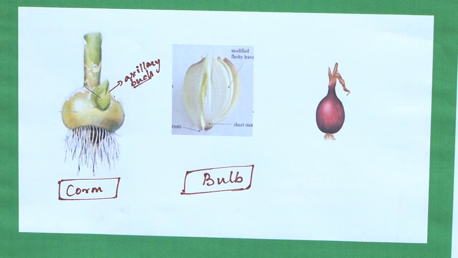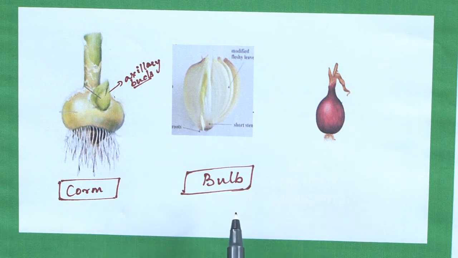The next underground modification includes the corm and the bulb. Corms are usually found in Amorphophallus, and the best example for the bulb is the onion or the garlic. Coming to the corm, again they are underground modifications of the stem, wherein the stem is vertically placed underneath the soil. It is fleshy, spherical, and covered over by nodes and internodes having scale leaves. Sometimes they form axillary buds which help in vegetative propagation. The best examples are Amorphophallus or the yam.